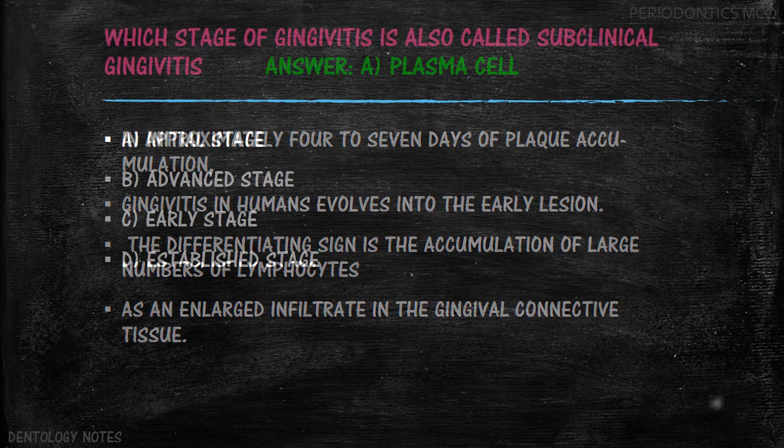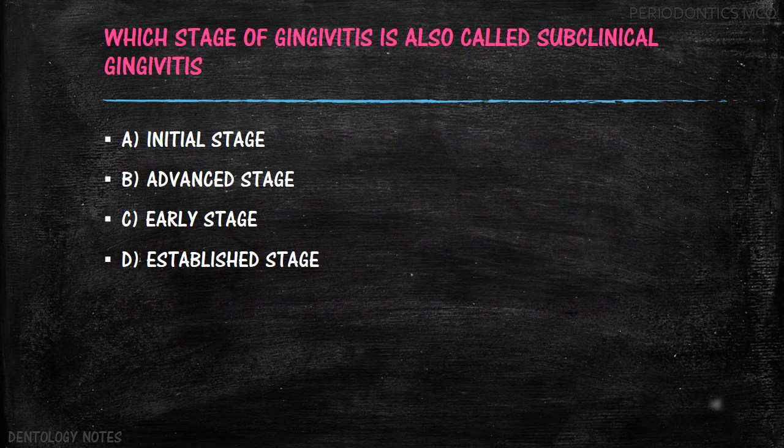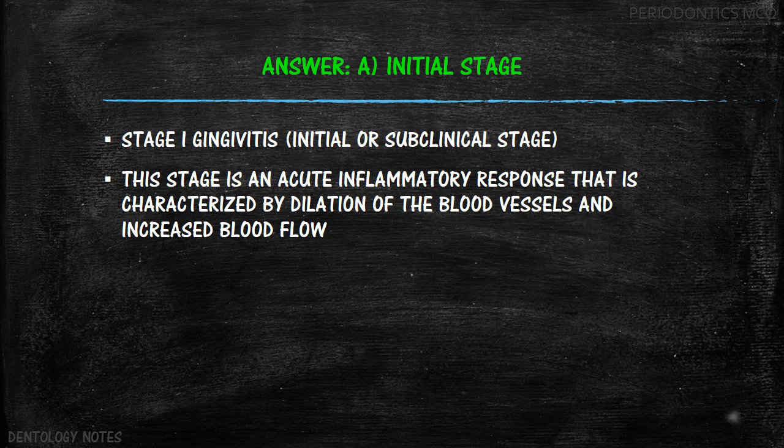Which stage of gingivitis is also called subclinical gingivitis? A. Initial stage, B. Advanced stage, C. Early stage, D. Established stage. Answer: A. Initial stage. Stage 1 gingivitis, initial or subclinical stage. This stage is an acute inflammatory response that is characterized by dilation of the blood vessels and increased blood flow.